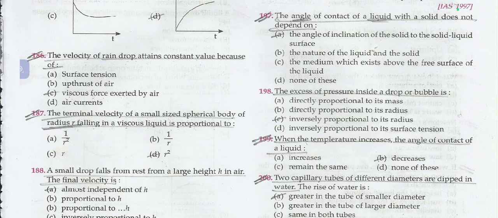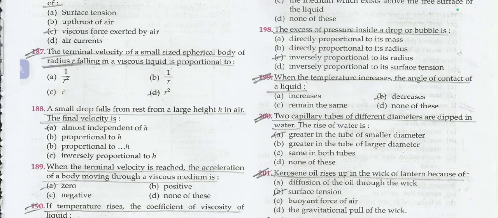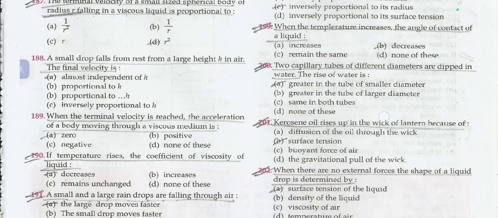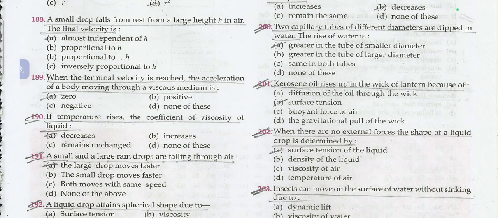The terminal velocity of a small sized spherical body of radius r flowing in a viscous liquid is proportional to r square. A small drop falls from rest from a large height h in air. The final velocity is almost independent of h. When the terminal velocity is reached, the acceleration of a body moving through a viscous medium is zero.